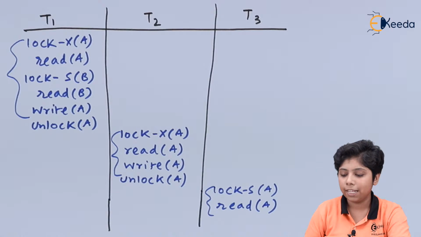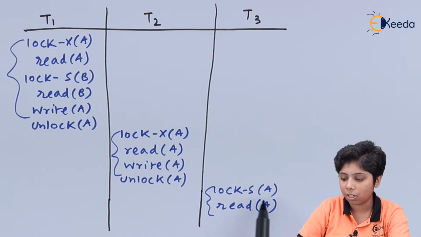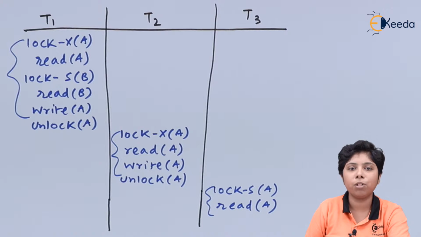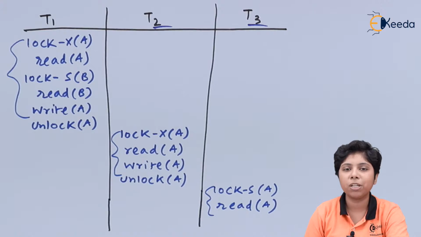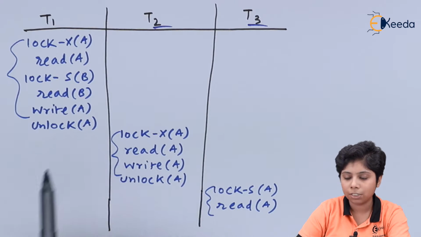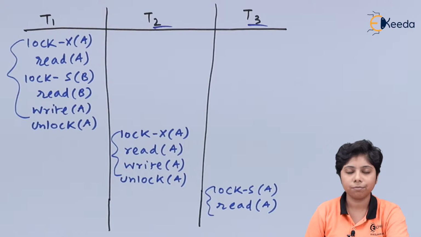But we can say that when it goes from this unlock A and continues with this lock SA, after that read A, when it performs this T1 again, it will need T2 and T3 to cascade rollback, because we cannot acquire an exclusive lock that we have on this unlock A on this unlock B.